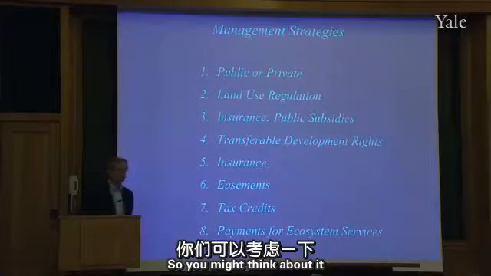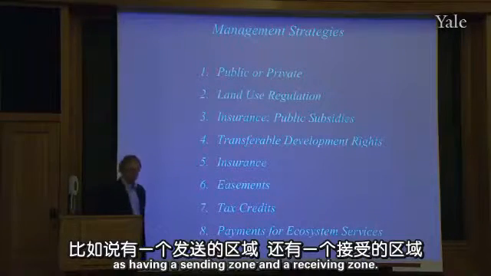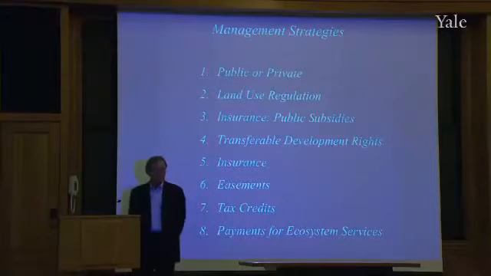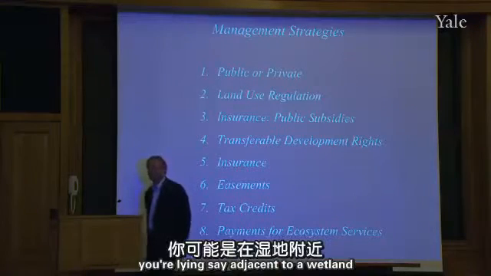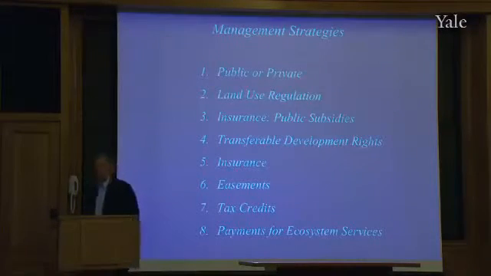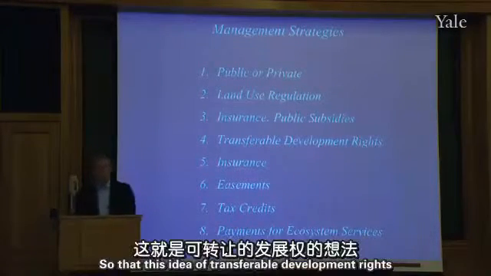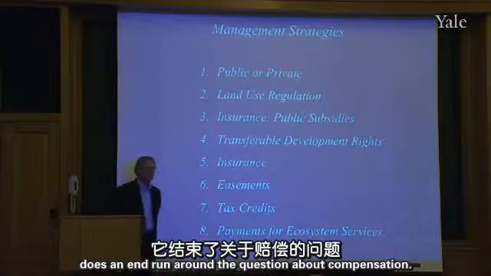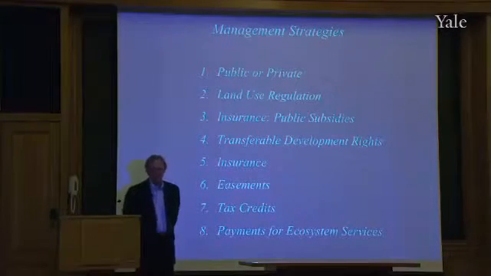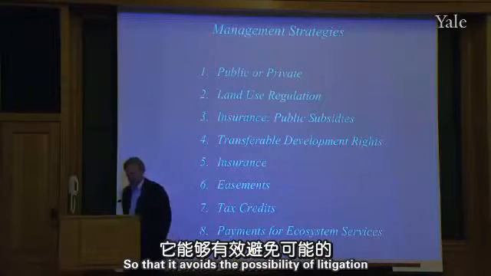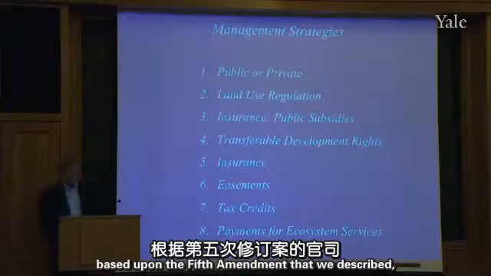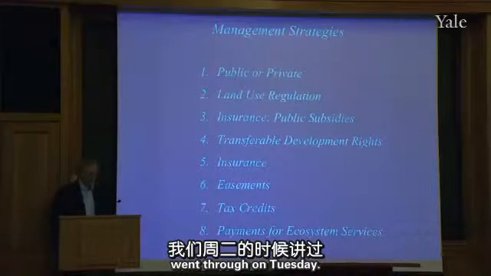So you might think about it as having a sending zone and a receiving zone, so that if you are restricted, you can't build on your property because you're lying within a floodplain, say, adjacent to a wetland or next to the shoreline, then you don't lose your property value. So this idea of transferable development rights doesn't end run around the question about compensation, so that it avoids the possibility of litigation based upon the Fifth Amendment that we described and went through on Tuesday.